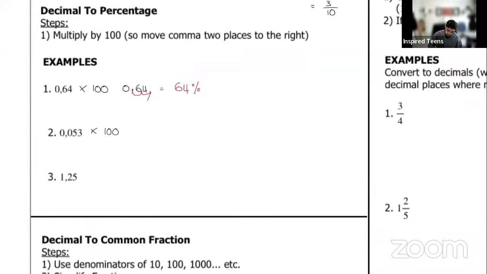Multiply this by 100 as well. Right, 5.3. Let's do this one. Okay, I hope that makes sense. So we are converting from decimals to percentages by moving the comma 2 spaces to the right. Okay.